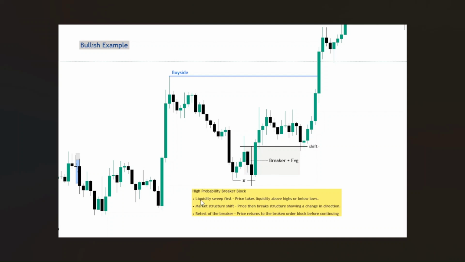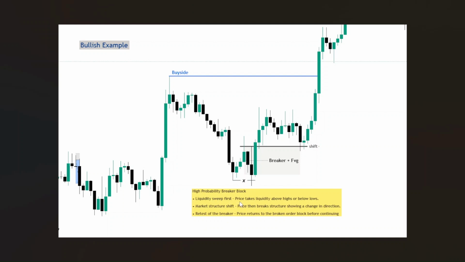So for high probability breaker blocks, you want to see a liquidity sweep first. Make sure you see these 3 things before you call a breaker block a valid breaker block or trade the breaker block. All right, so you want to see a liquidity sweep first. So this is just what happened. Liquidity sweep first. Right here, I marked it X.